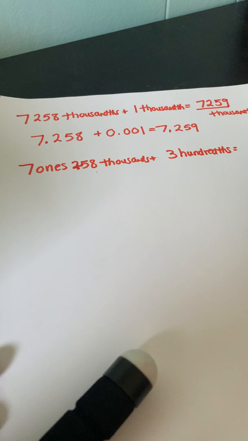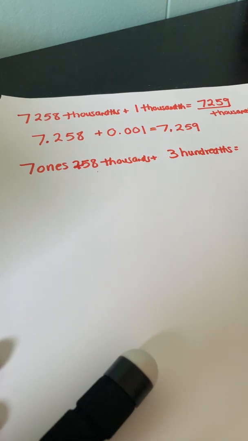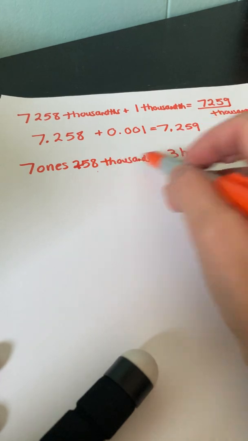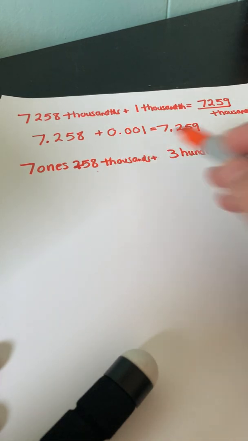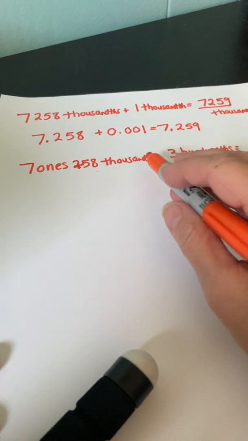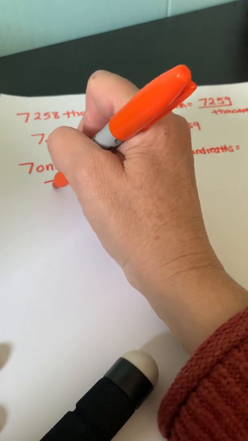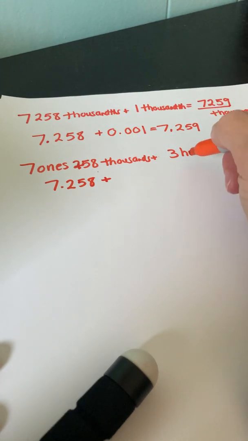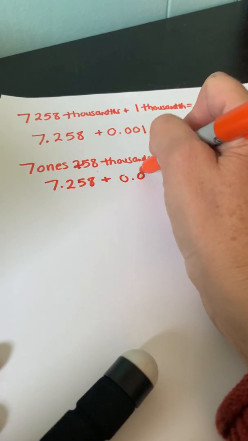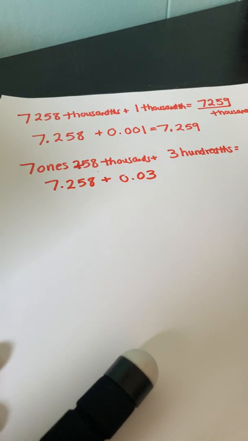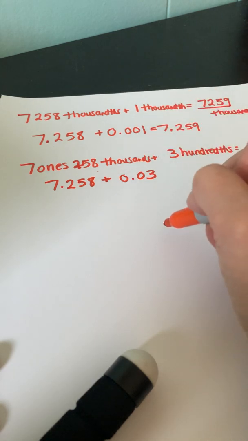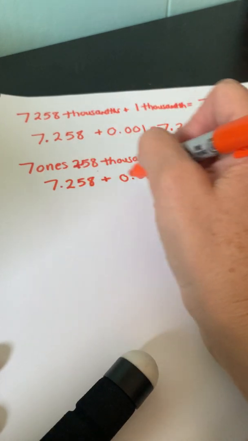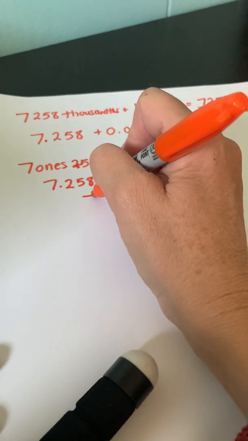Now there's some different ways to solve this. The one thing that I have been encouraging you to do, and the way that I would do this, is to write this number sentence in standard form. 7 ones and 258 thousandths plus 3 hundredths. The next step is to write it in vertical form, which means stacking them. And you have to make sure your place values line up.